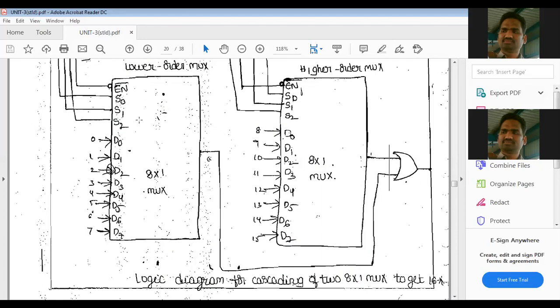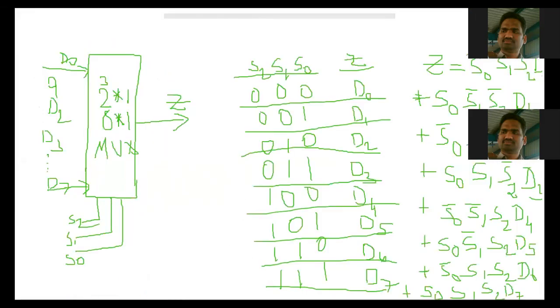Then, after selecting 0, 0, 1, whatever we discussed earlier, according to this: 0, 0, 0 gives D0, 0, 0, 1 gives D1, 0, 1, 0 is D2, and so on, up to 1, 1, 1, where D7 will appear at the output side, whenever S3 is equal to 0. S3 is equal to 0, my dear students.